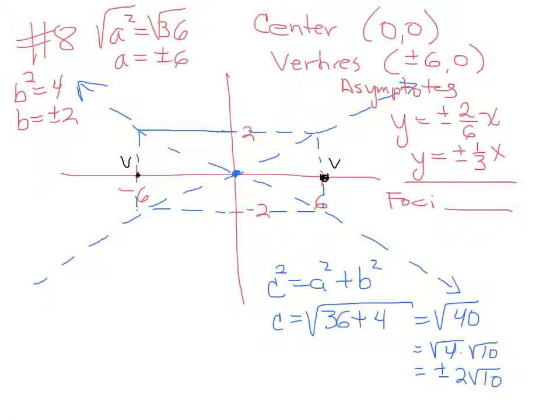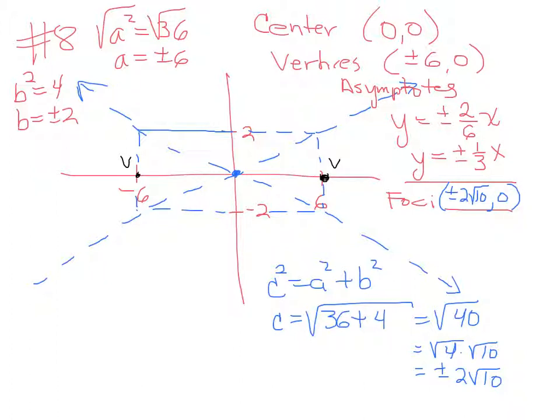So I don't want to take off points. Make sure that if you can simplify the radical, simplify it, okay? So then the foci is plus minus 2 square root of 10, comma, 0.